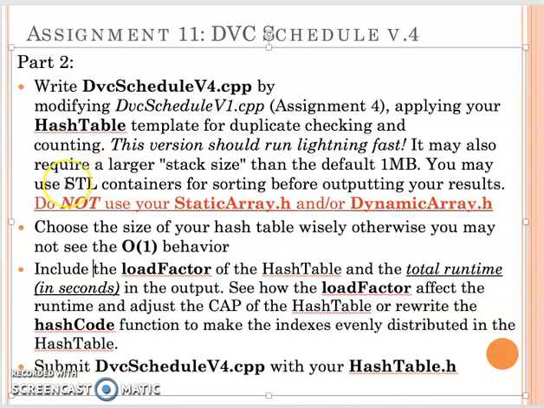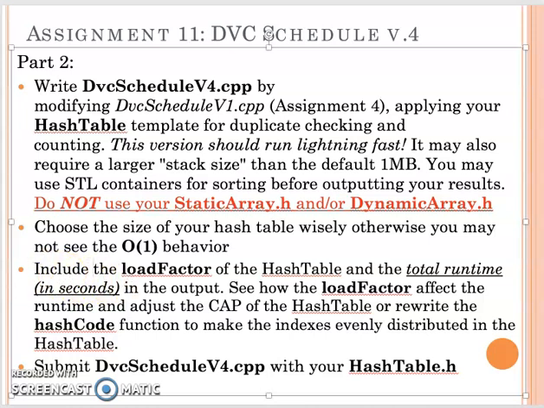But here you can only use the STL containers. That means no more static arrays, no more dynamic arrays. You can use the set, the vector, or the array to display the output in sorted order for the subject code. In addition, I want you to include not only the duplicate check number, but also your load factor and the total runtime for this part.